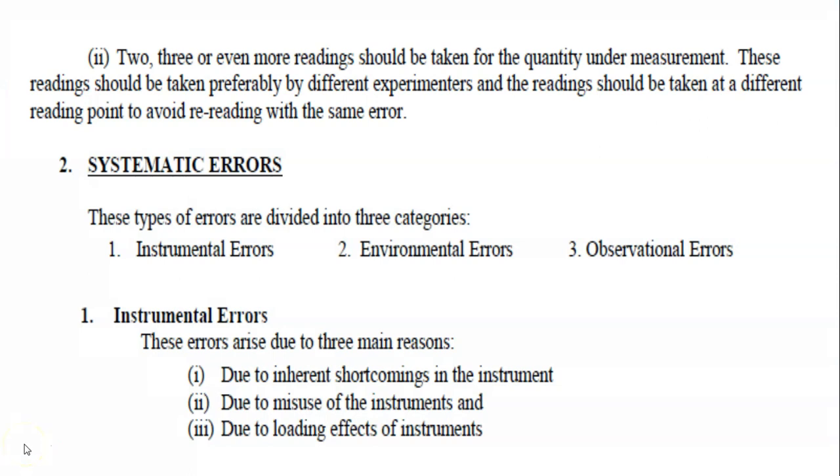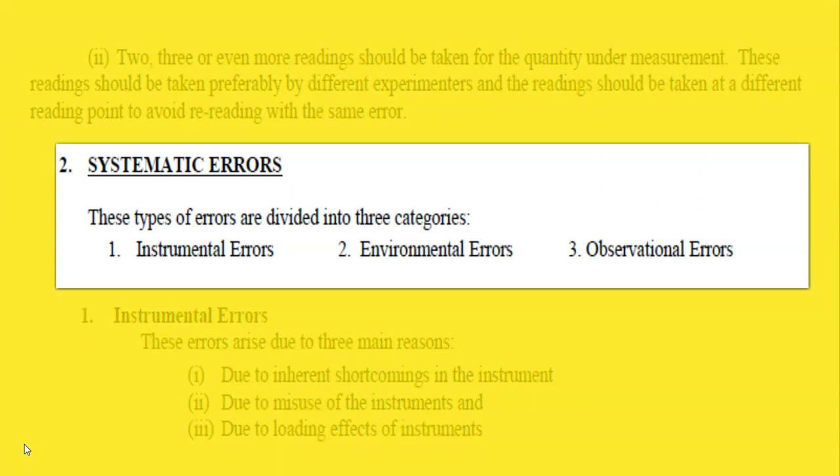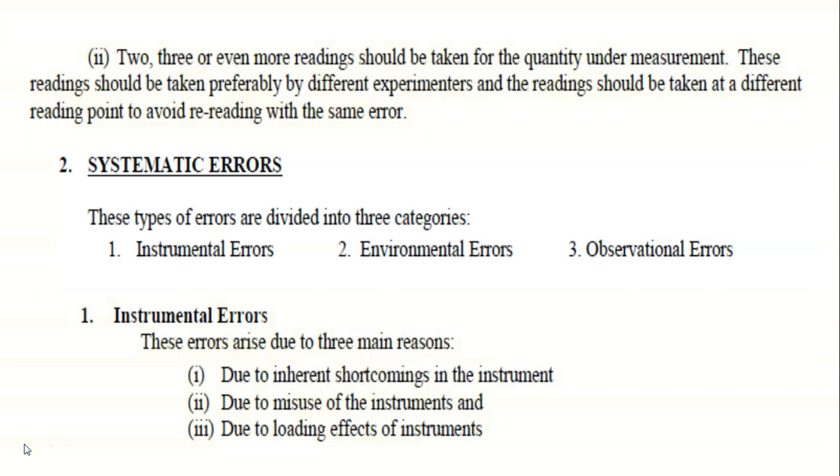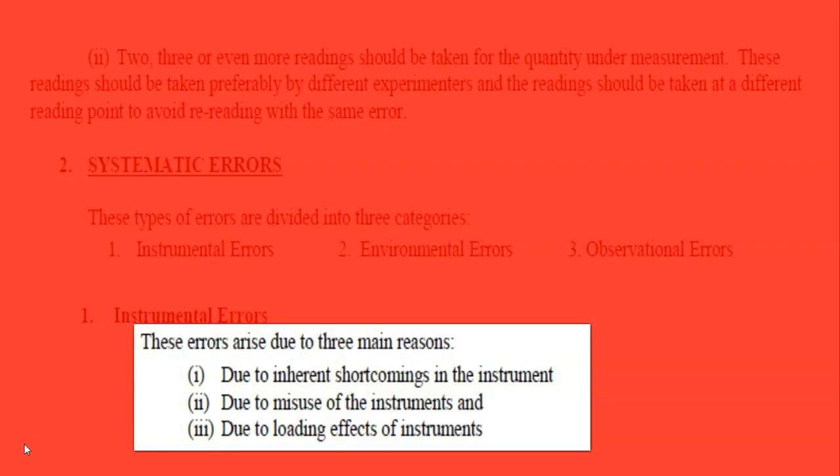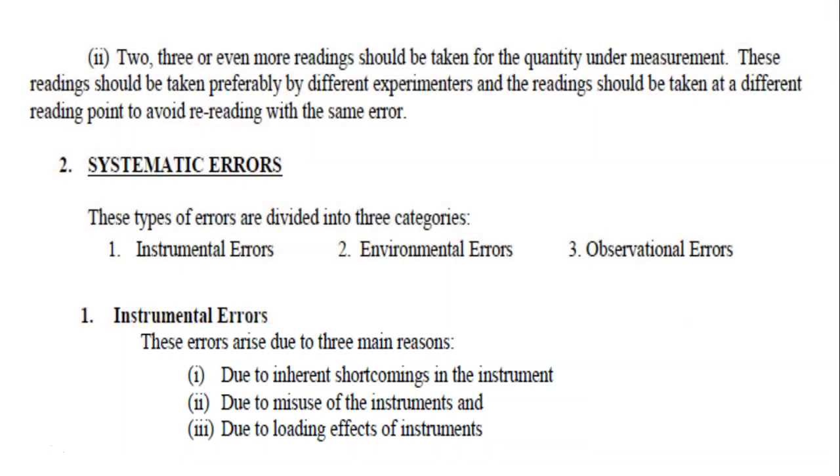The next type of error is systematic error. Under this error, we have three types of errors: instrumental errors, environmental errors, and observational errors. First, instrumental error. What are the reasons? Three reasons are there. One is due to inherent shortcomings in the instrument, second is due to misuse of the instrument, and third is due to loading effects of the instrument.